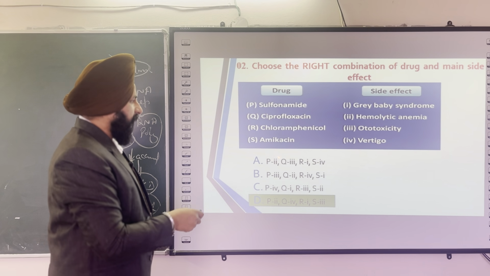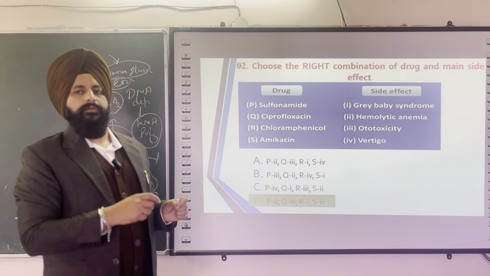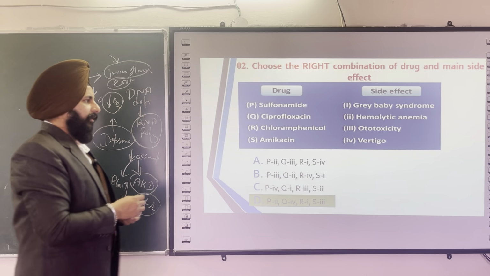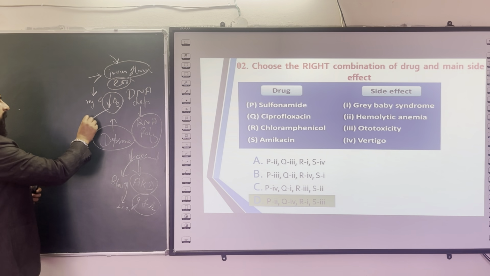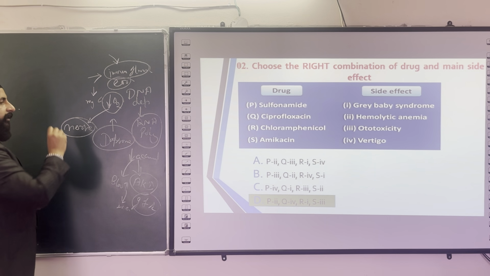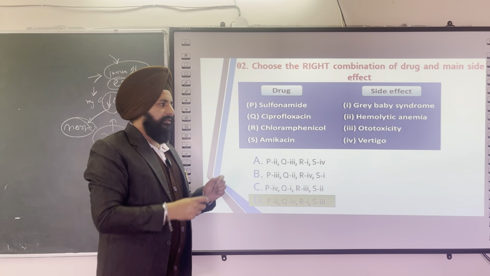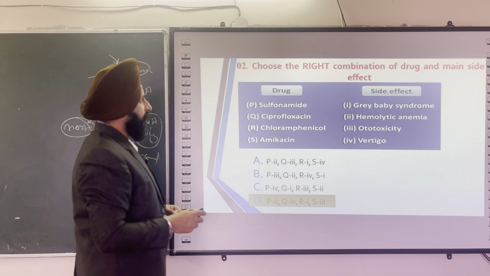The fourth option is amikacin. These are aminoglycosides. As you know, gentamicin and amikacin are reported to cause ototoxicity, and they cause damage to the nerve. So they cause cranial nerve damage, that is, the auditory type. So this is the right answer for this question.